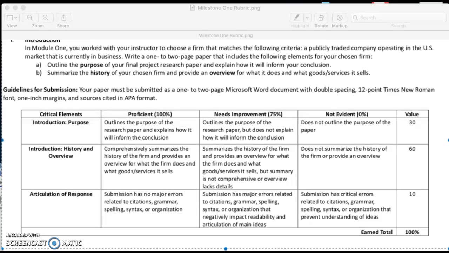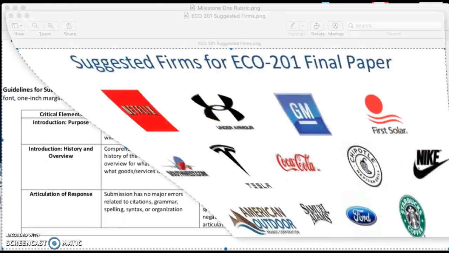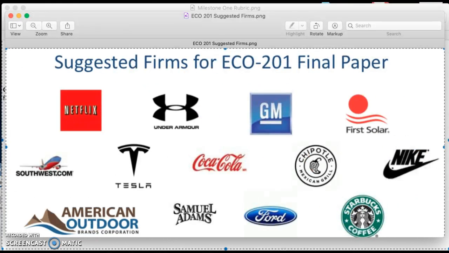During week 1, you had to choose a firm to research and inform your instructor on your decision. Here are some suggestions. Make sure your firm is a U.S. company and that it is publicly traded and that information is readily available to facilitate your research.